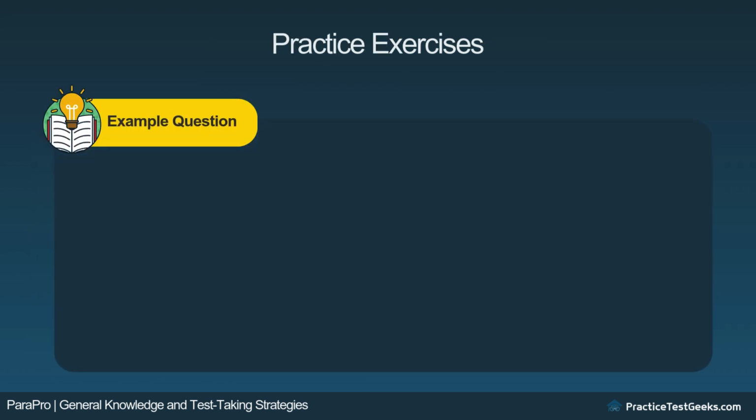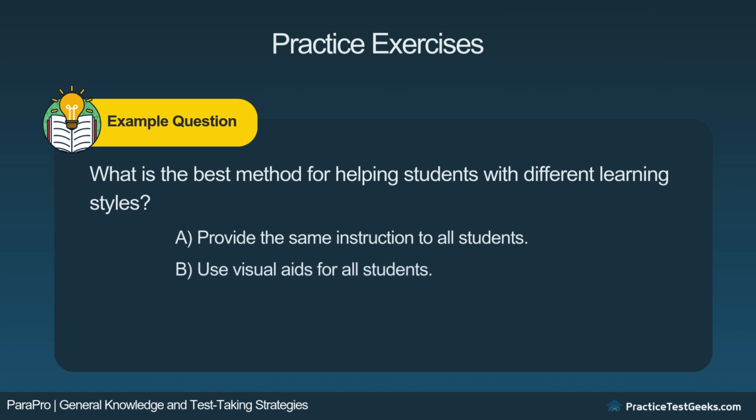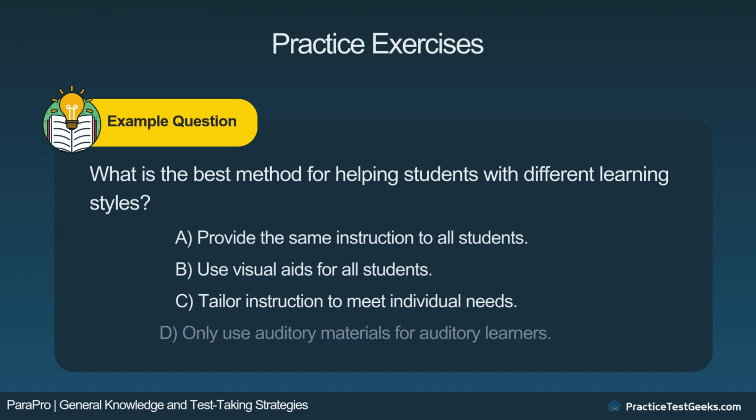Example question. What is the best method for helping students with different learning styles? A. Provide the same instruction to all students. B. Use visual aids for all students. C. Tailor instruction to meet individual needs. D. Only use auditory materials for auditory learners.